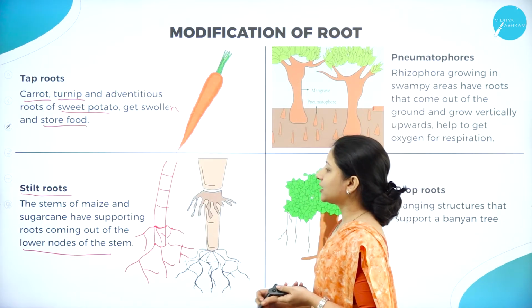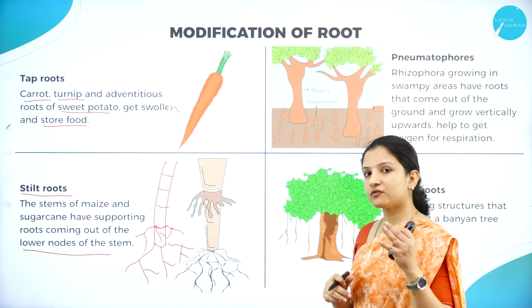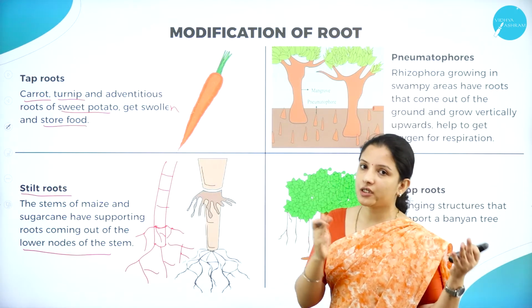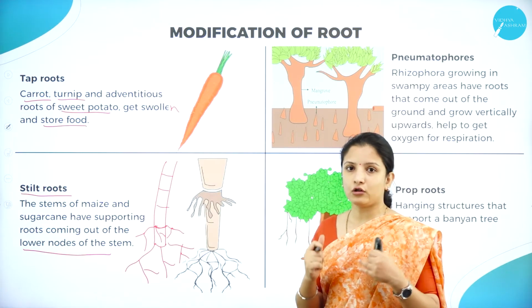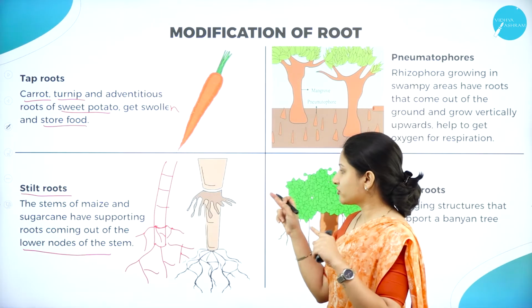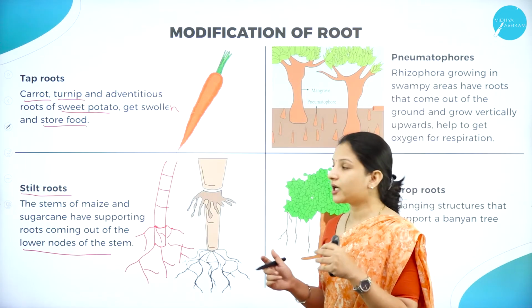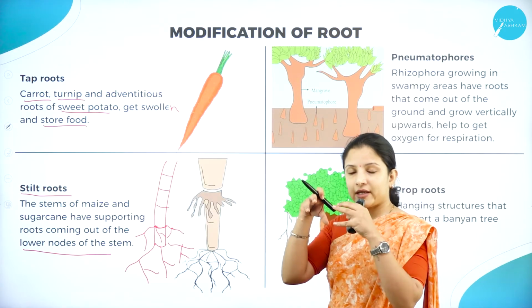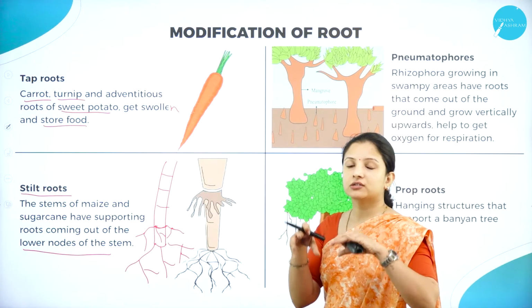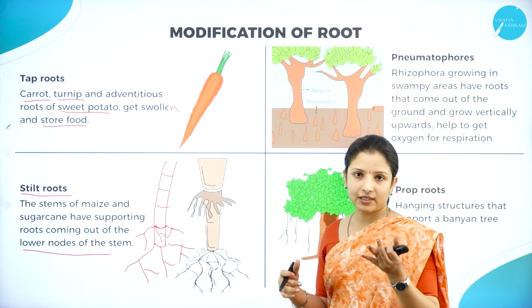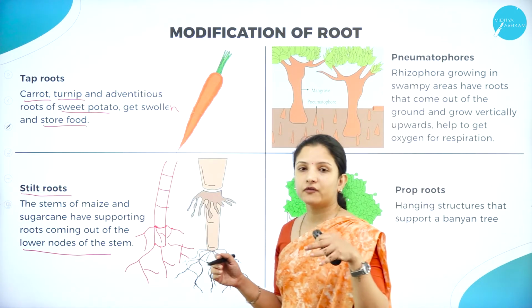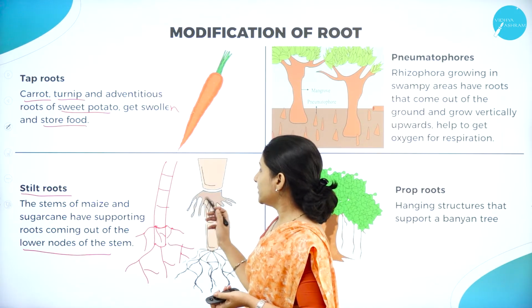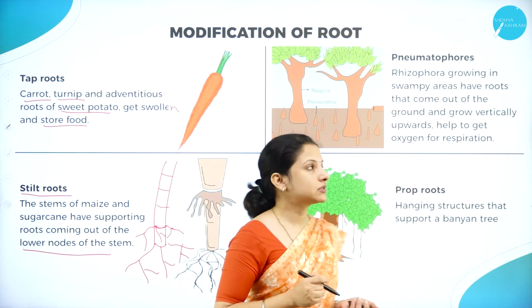These roots come out of the lower nodes because sugarcane grows very lengthy. If there is too much wind, it will just fall off, right? So in order to prevent the sugarcanes from falling because of the wind currents, these roots move towards the soil and help in extra anchorage or extra support to the sugarcane plant or the maize plant. So stilt root is one of the modifications of the adventitious or the prop roots. The best examples are maize and sugarcane. So this is about stilt roots.